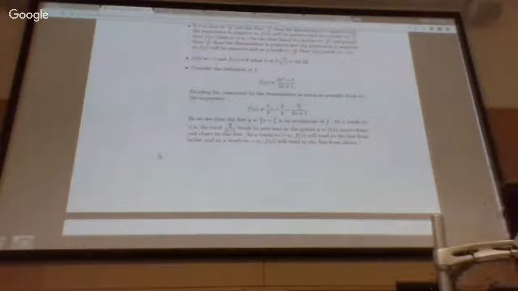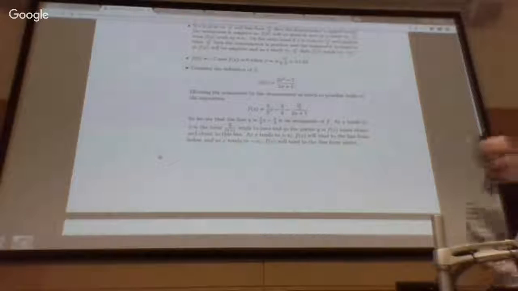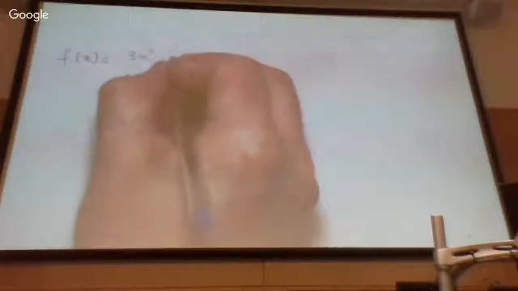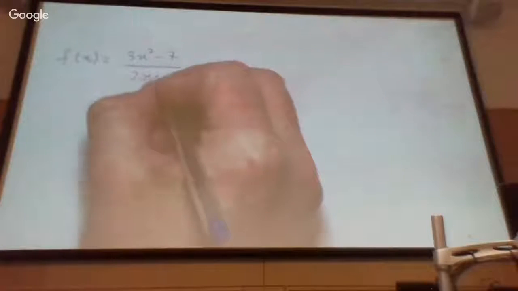Then we come to identifying what the asymptote of the function is. And this is something where I might want to just add a little bit of detail to what's there in the notes. So we're looking at this function f of x, which is 3x squared minus 7 over 2x plus 1.